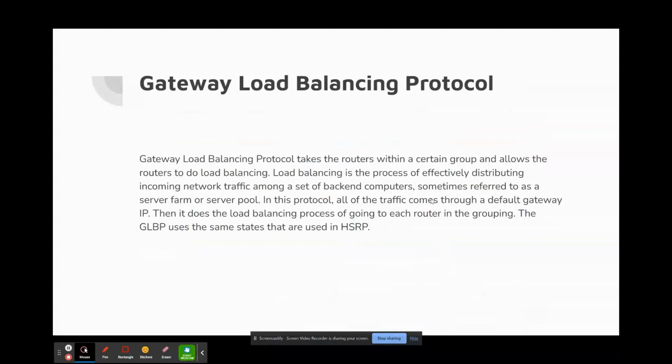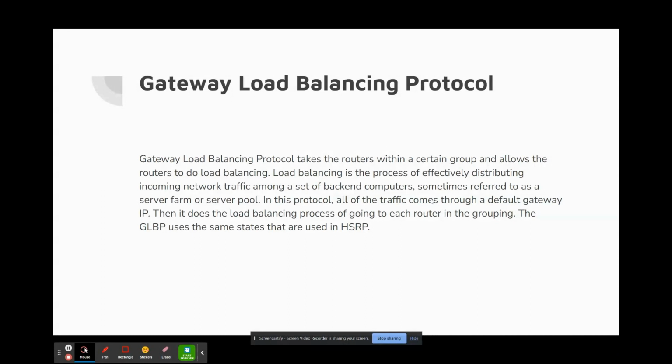Gateway Load Balancing Protocol. Gateway Load Balancing Protocol takes the routers within a certain group and allows the routers to do load balancing. Load balancing is the process of effectively distributing incoming network traffic among a set of back-end computers. Sometimes this is referred to as a server farm or a server pool.